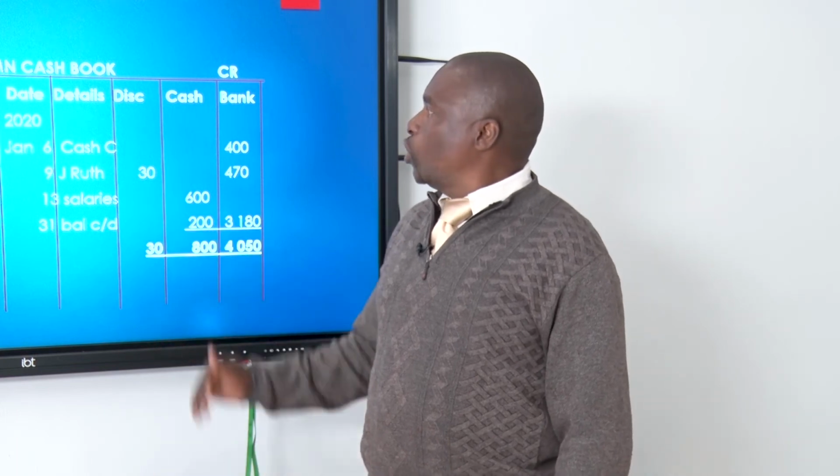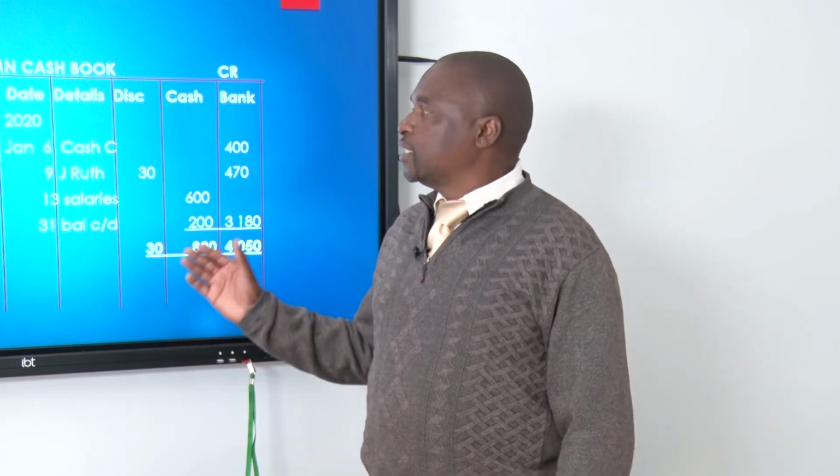We want to illustrate this on our 3-column cash book. Right? When we are doing this 3-column cash book, we can see now there is an added column, which is the discount, the cash, and the bank. Also, on the credit side, we have the discount, the cash, and the bank. Now, the balance BD, these are the balances on the beginning of the month.